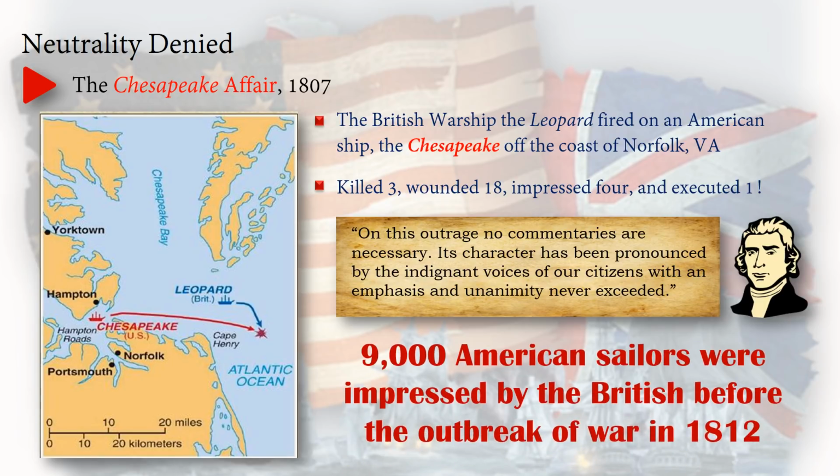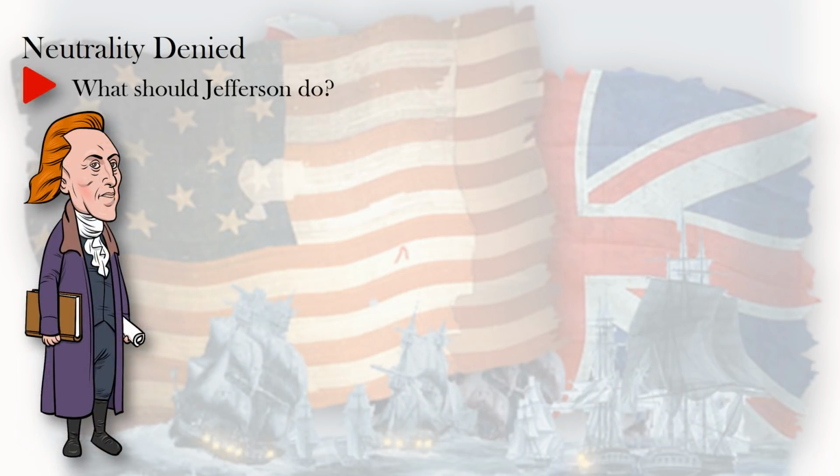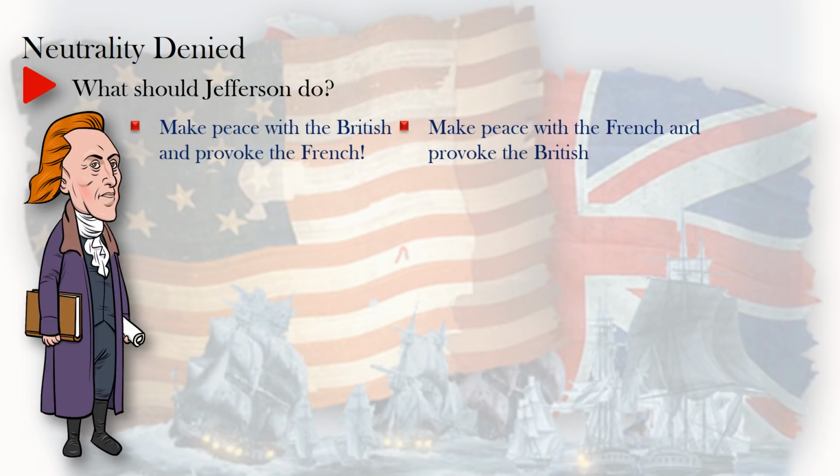Well, 9,000 American sailors were impressed by the British before the outbreak of the War of 1812. So this is no small annoyance. This is the kidnapping of Americans on a large scale. What is Jefferson supposed to do? If he makes peace with the British, then he provokes the French. If he makes peace with the French, then he just provokes the British.